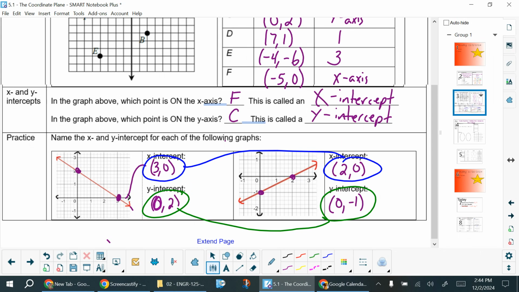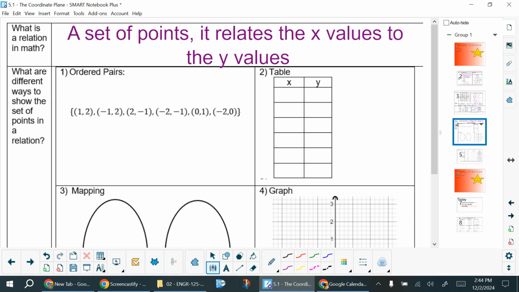Okay, let's go ahead and flip over here and we'll talk about the last thing we got to do, which is relations. A relation in math is just a set of points. The reason we call it a relation is that it relates the x value with the y value. So when you see a point like 1, 2, that is just telling you that the x value 1 goes with the y value 2. They're related to each other. And it's just giving you a set of relations for however many points there are.